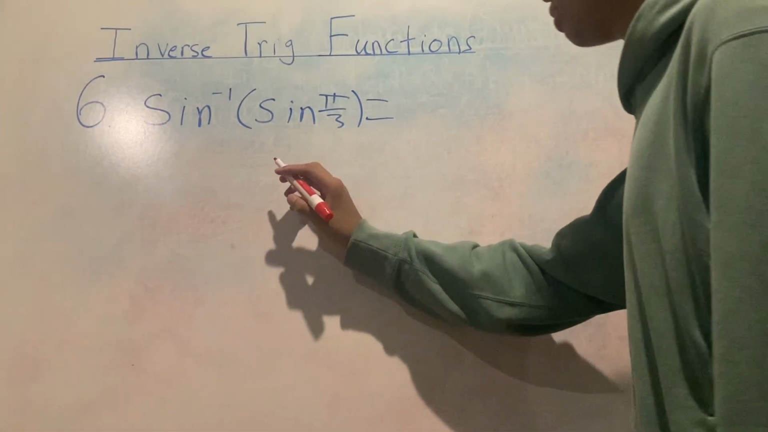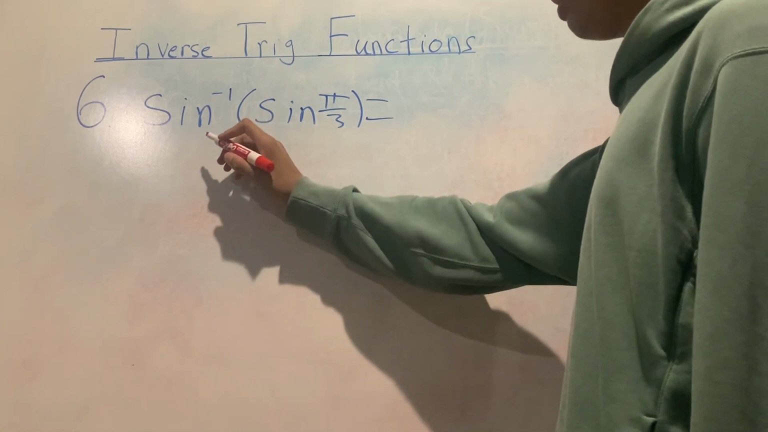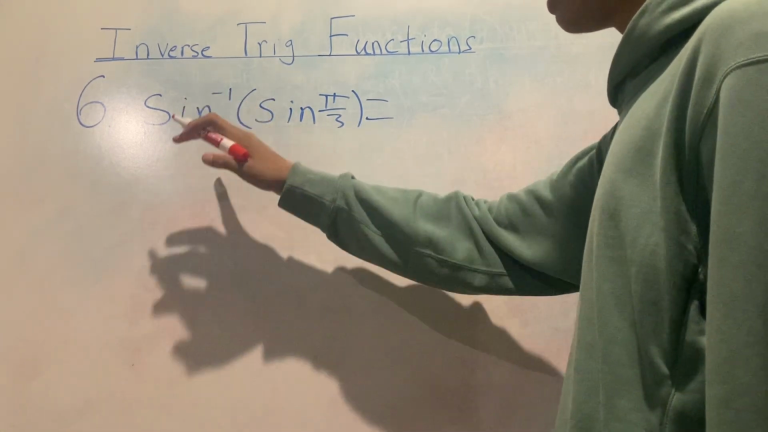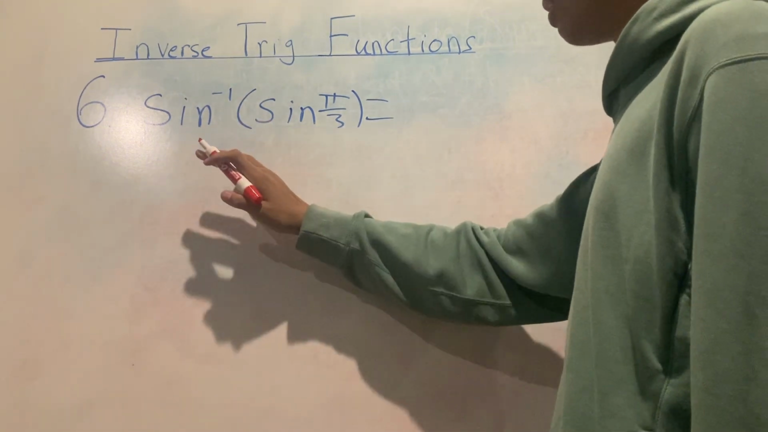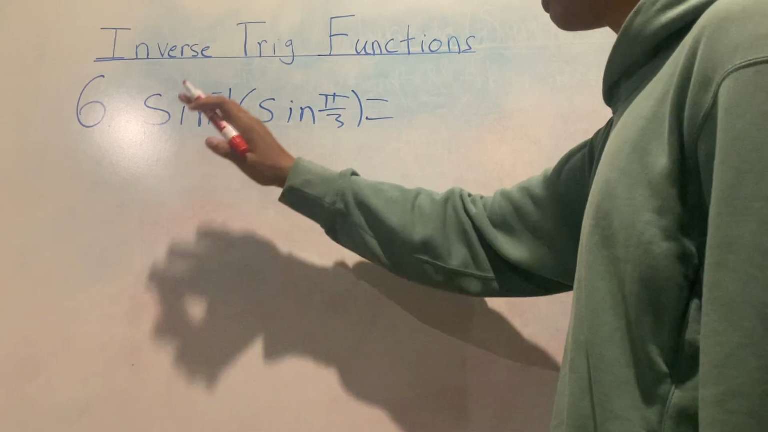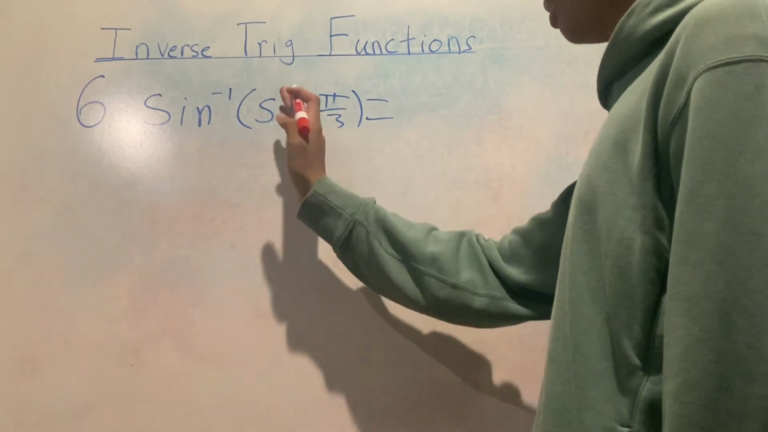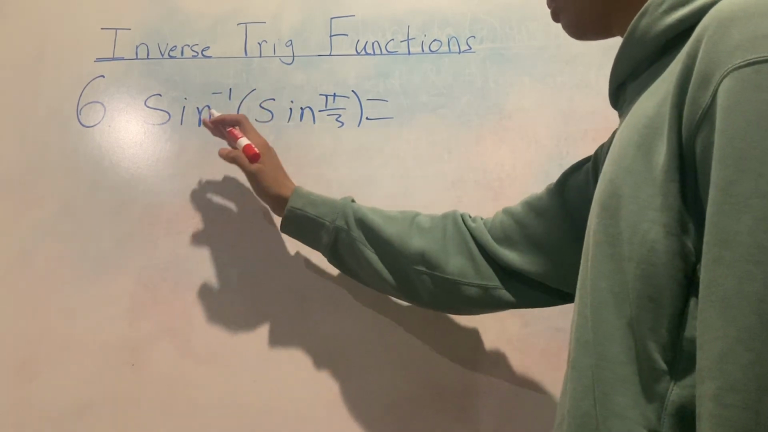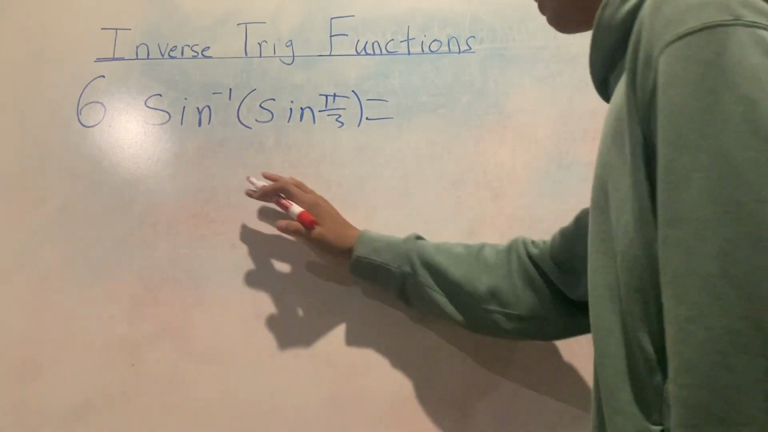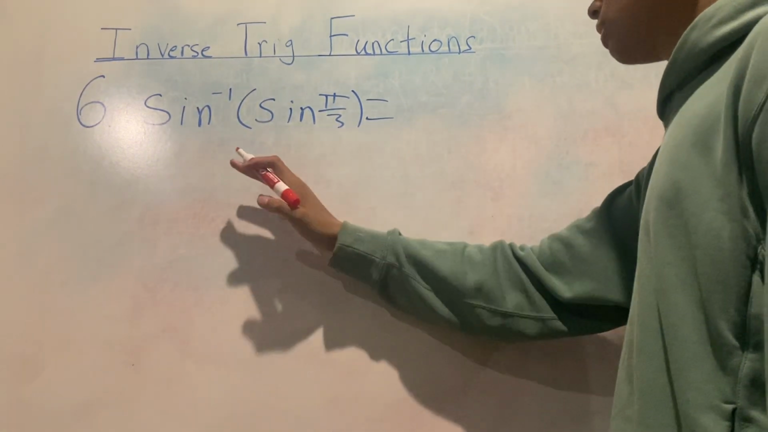Alright, so number 6, we have sine. Whenever you see sine to the negative 1, that's the exact same as arc sine. So don't be scared if you see something like this. Just know this is the exact same as arc sine. Sometimes people like to write it differently. Sometimes they say arc sine or they write it like this, sine to negative 1. But it's the exact same thing.